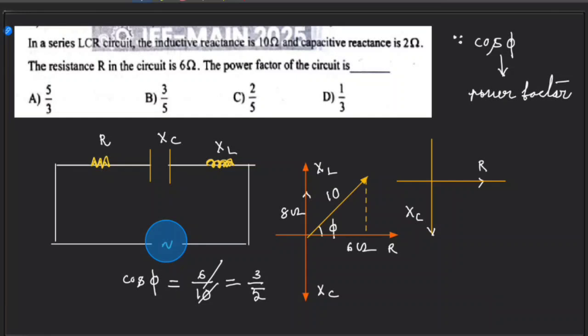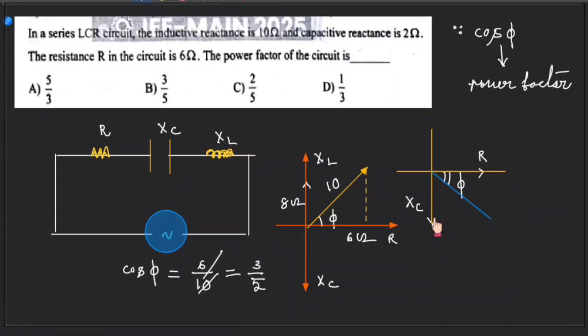Now again, I am going to find this cos phi value, the power factor, just like a revision. Now the resultant will be like this, and you need to take the angle it makes with the x-axis. Therefore from here, what is the cos phi value?